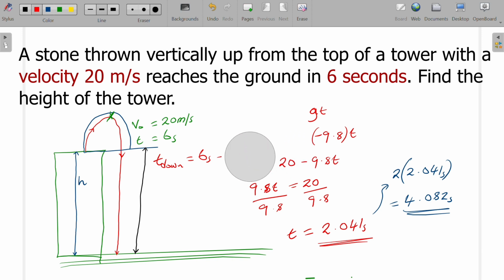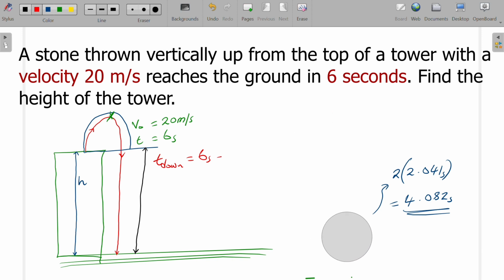Let me get rid of this part so that we have enough space. All right, so 6 seconds minus 4.082 seconds. When you do that, we get a time of 1.918 seconds. So the time we just calculated is the time it will take to move from the top of the tower up to the ground.